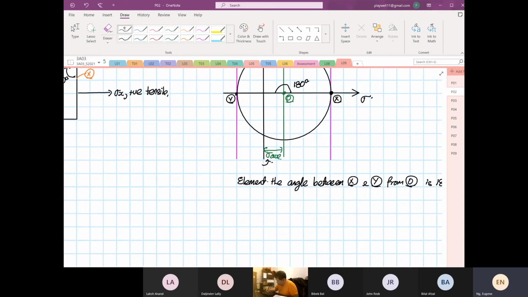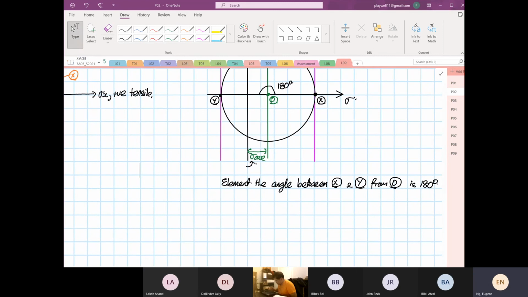So a key thing to observe is, sorry, why am I on the element? Sorry, okay, in the Mohr circle, the angle between X and Y from O is 180. So in the element domain, this angle is 90 degrees.